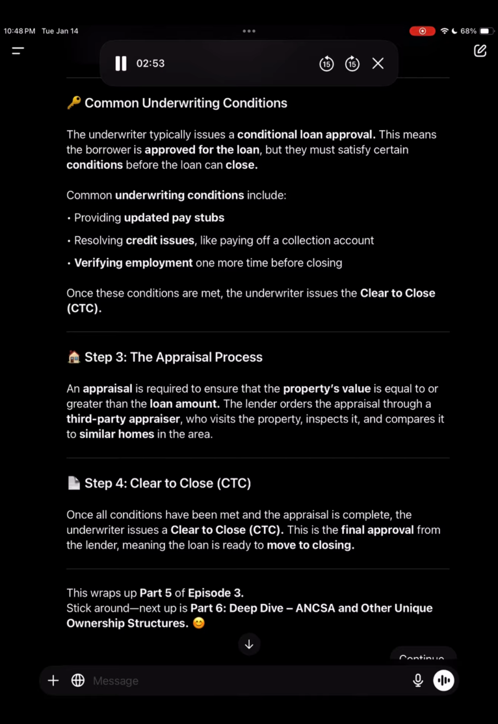Once all conditions have been met and the appraisal is complete, the underwriter issues a Clear to Close, CTC. This is the final approval from the lender, meaning the loan is ready to move to closing.